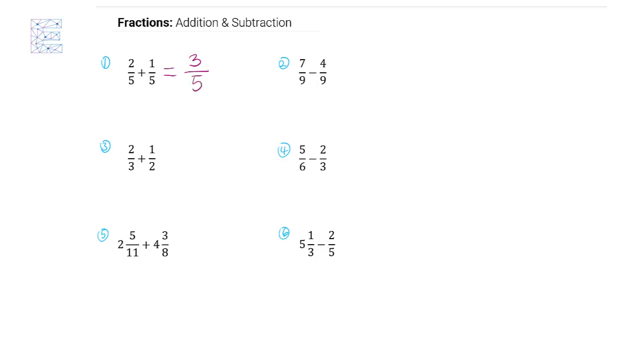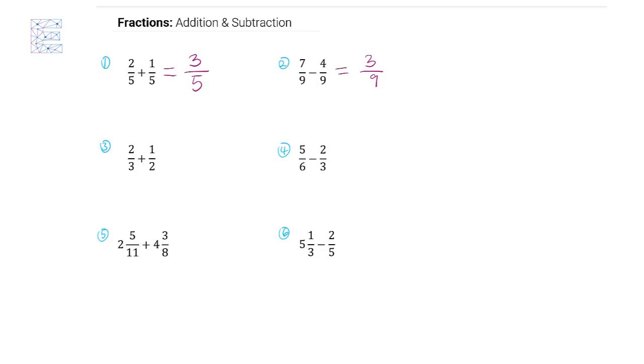For the second one, again, we have a common denominator of 9. Therefore, we just go ahead and do what it says. 7 minus 4 is 3. And 9 will just be brought over because we never subtract denominators. We just keep the denominator as is.